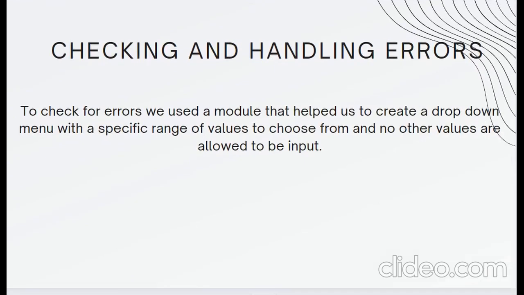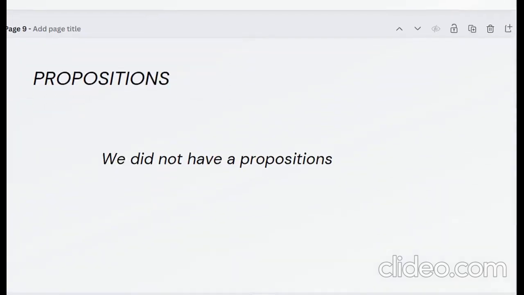So, for checking and handling errors, we used a module that helped us to create a drop-down menu with a specific range of values to choose from, and no other values are allowed as input, so it sort of restricts the user. And we also use loops and conditionals to check the criteria of the degree being less than or equal to 4, as well as making sure the Boolean values are binary, that's 1 and 0. For propositions, we didn't have any restrictions.